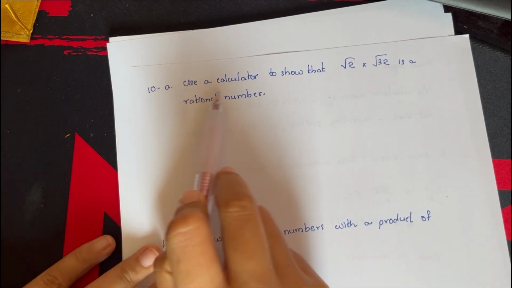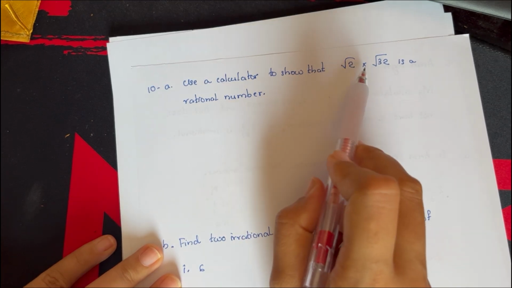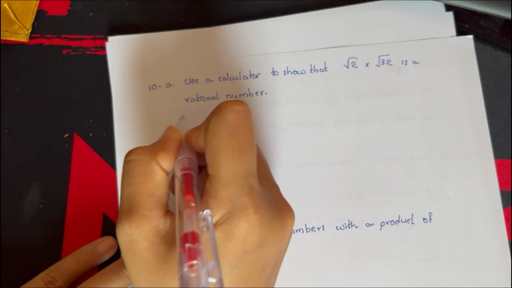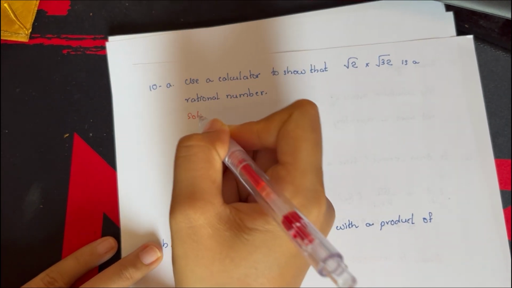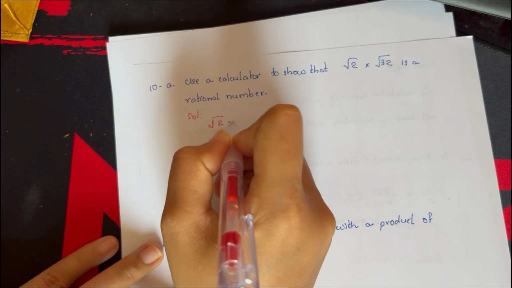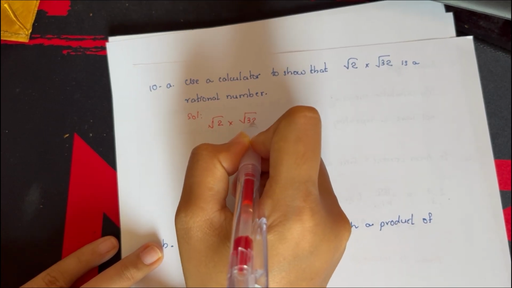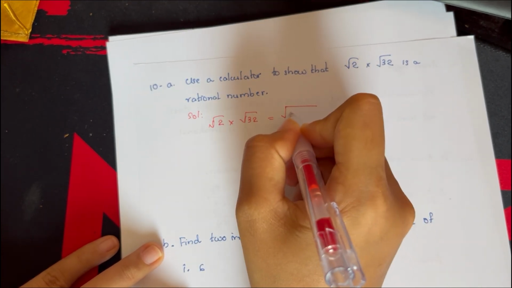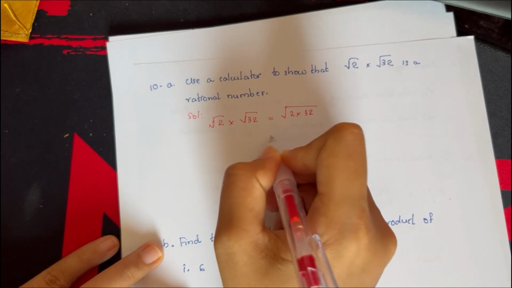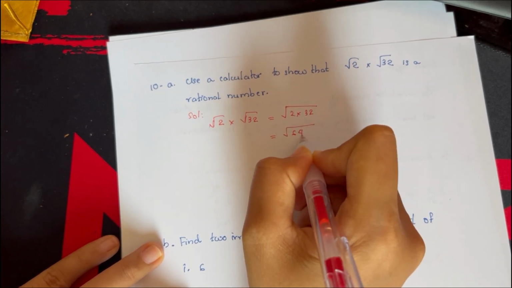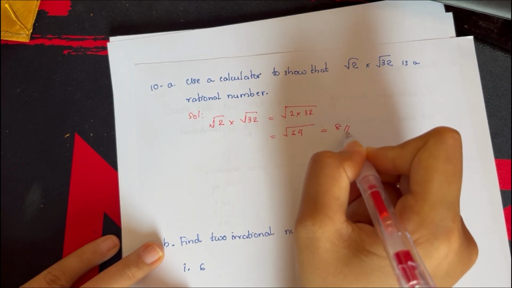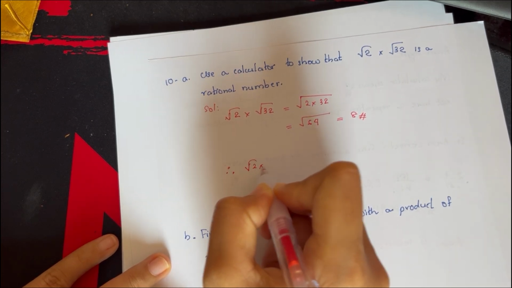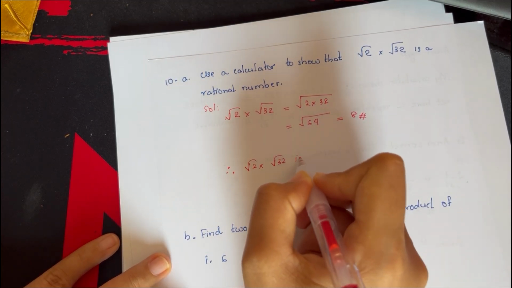Question 10a. Use a calculator to show that root 2 multiplied by root 32 is a rational number. So let's simplify that. Solution: root 2 multiplied by root 32 equals root 64, and that equals 8. 8 is an integer and this is a rational number. So that's why root 2 multiplied by root 32 is a rational number.